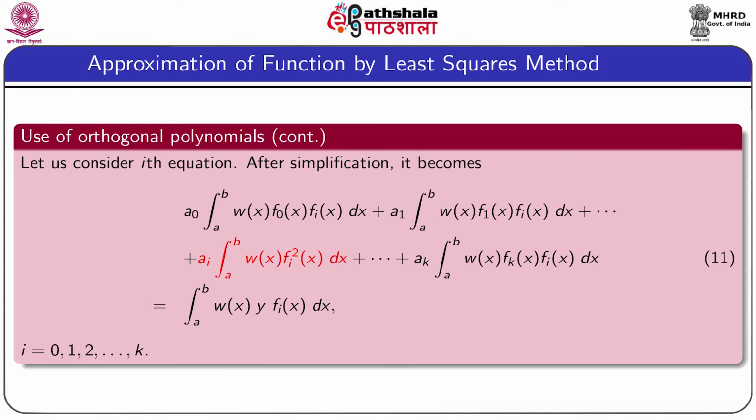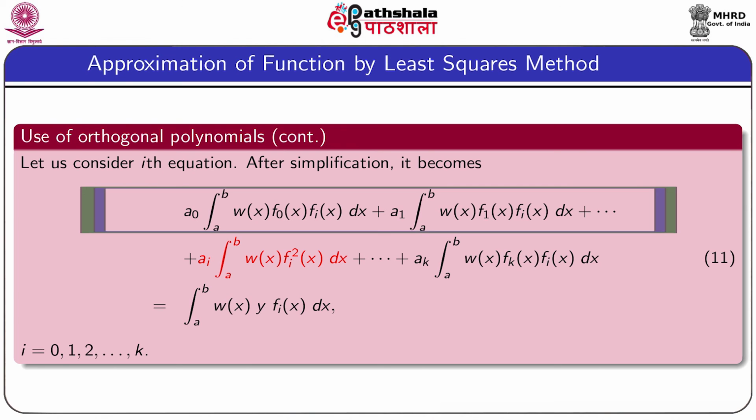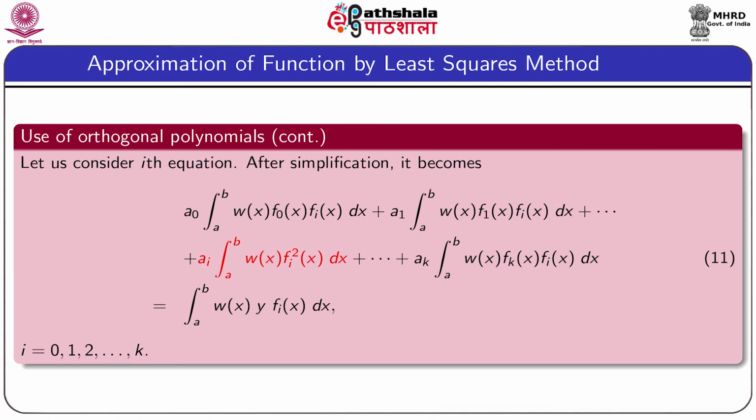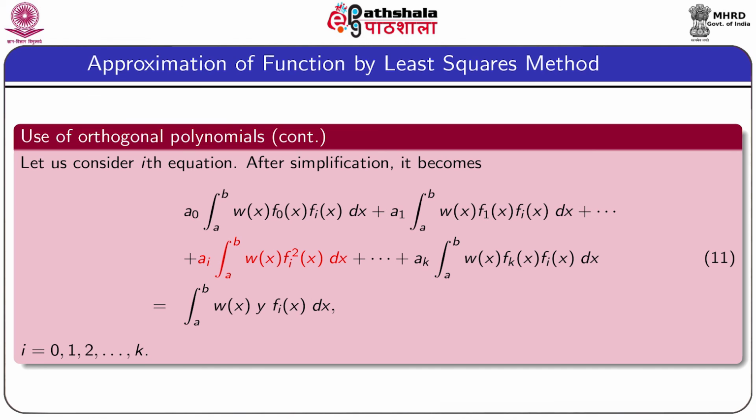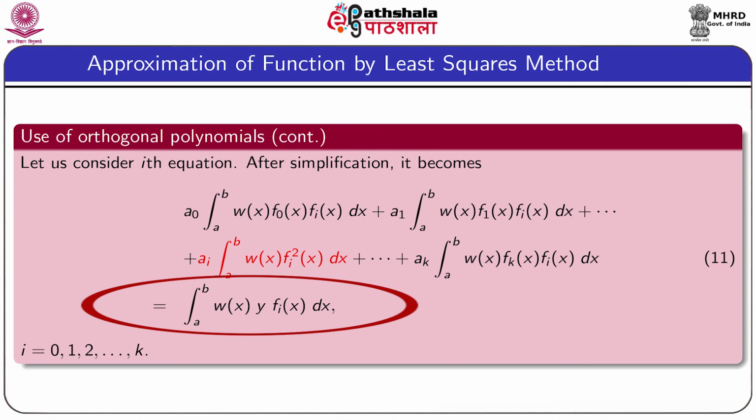Let us consider the ith equation. After simplification, the ith equation becomes a0 integration a to b w(x) f0(x) fi(x) dx plus a1 into integration a to b w(x) f1(x) fi(x) dx plus dot dot dot plus ai into integration a to b w(x) fi square(x) dx plus dot dot dot plus ak integration a to b w(x) fi(x) into fk(x) dx equals integration a to b w(x) y into fi(x) dx.